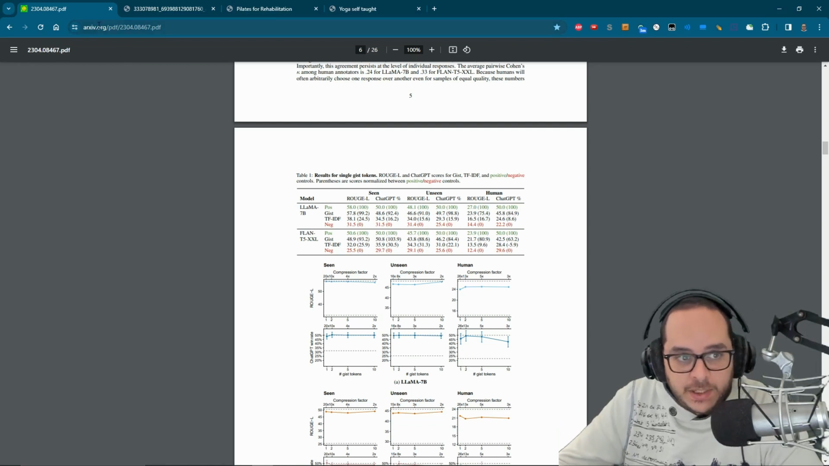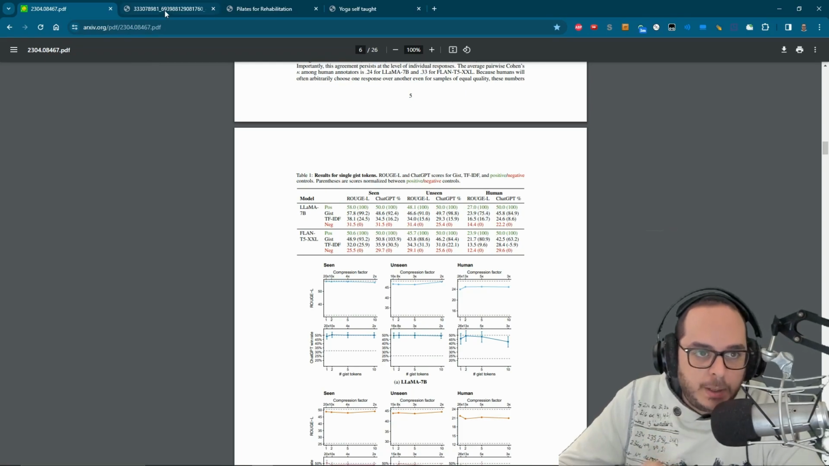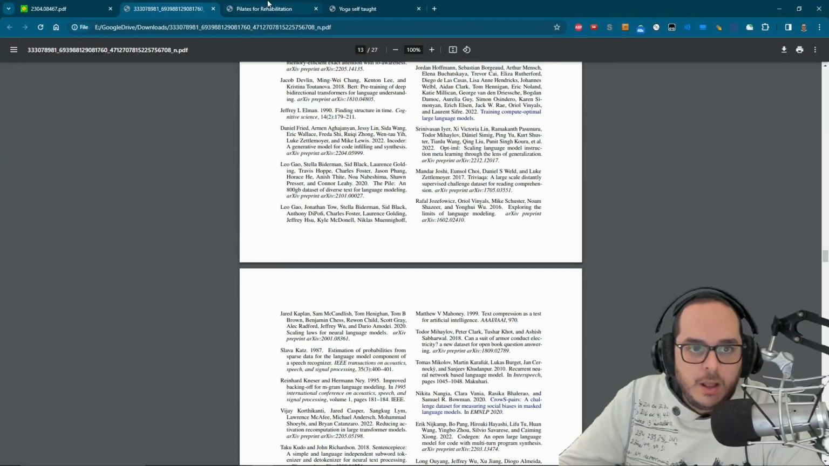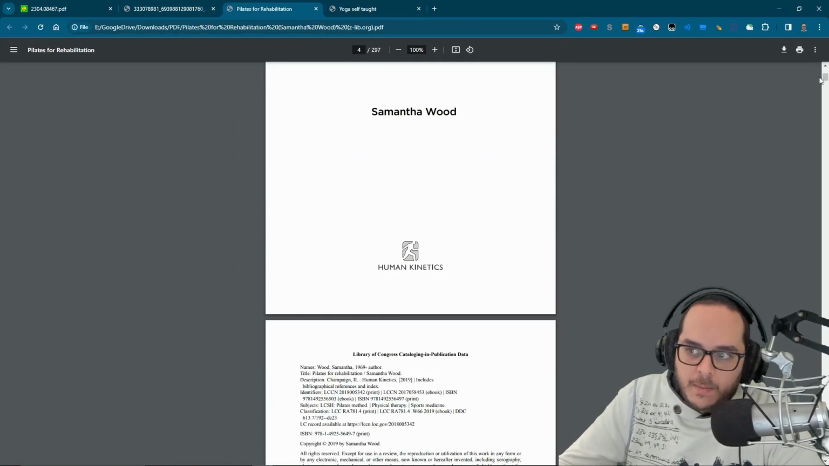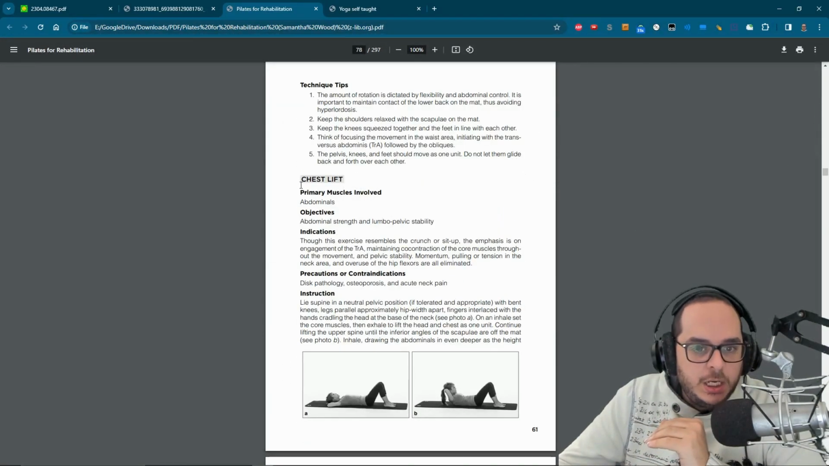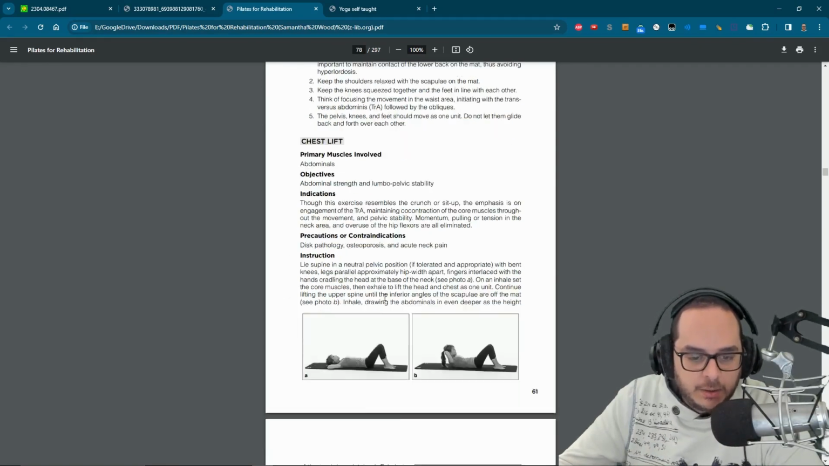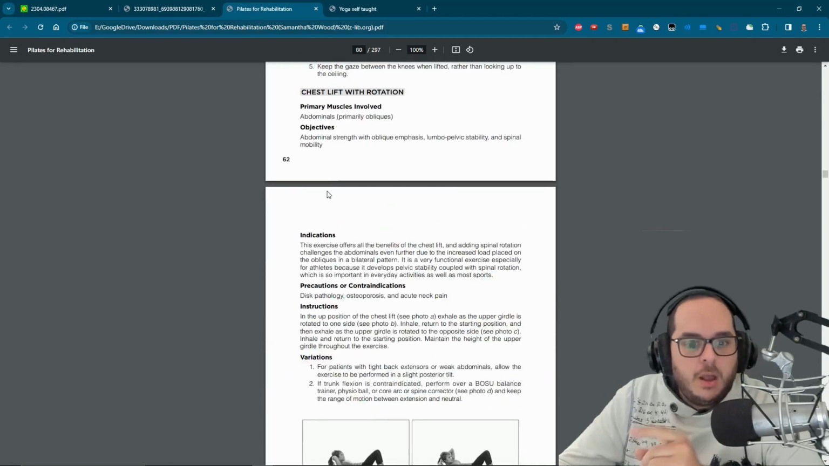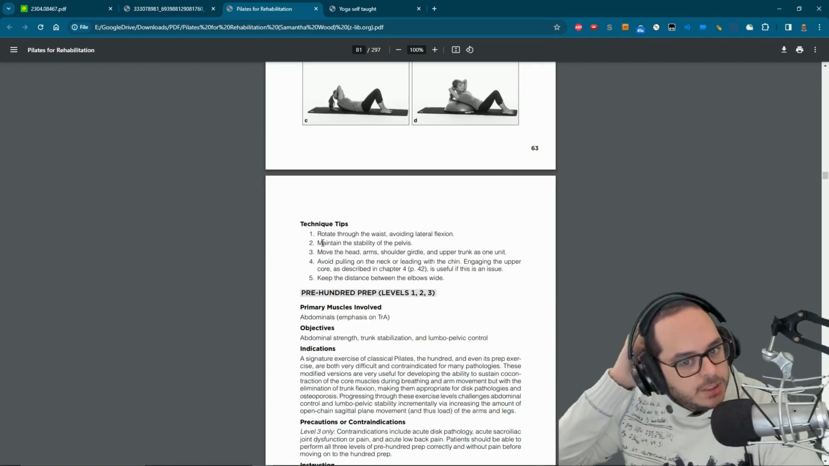Then this is from the website already. Then I have local PDFs that are on my computer, more or less about the same, slightly more simple. Then another example, a book with many, many images and with a repetitive structure. You have the title, objective, indications, precaution, instruction, variations, progressions, and so on. You see that it's always the same pattern, the same structure.